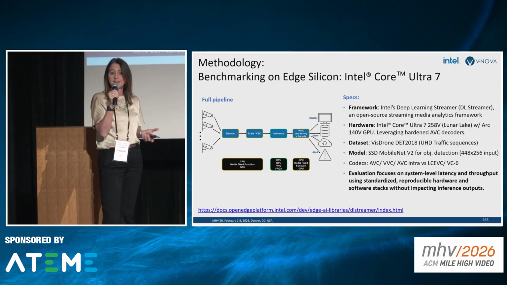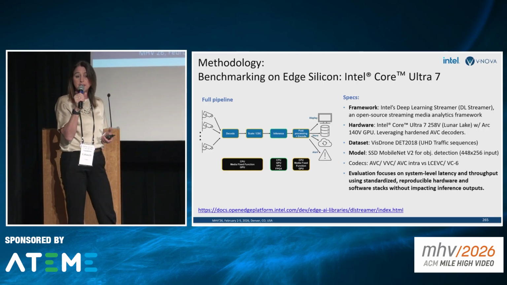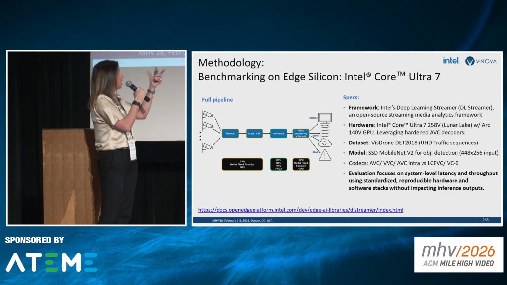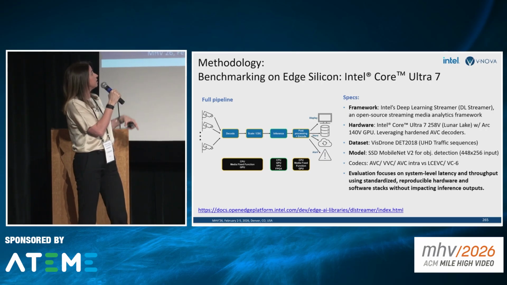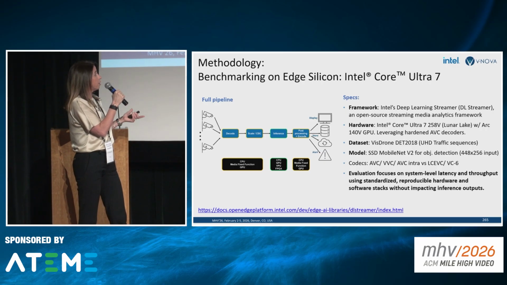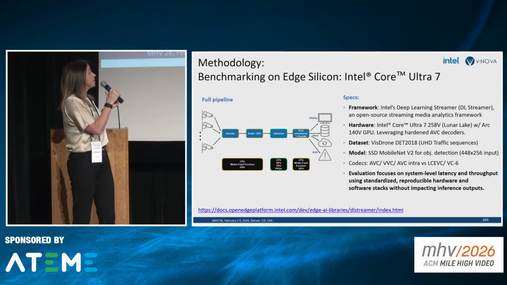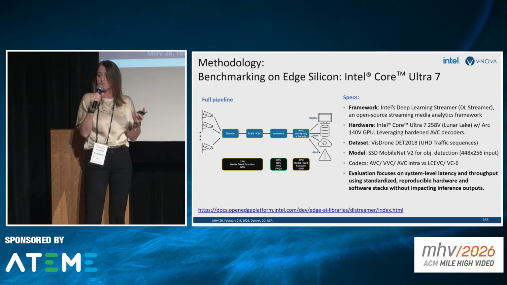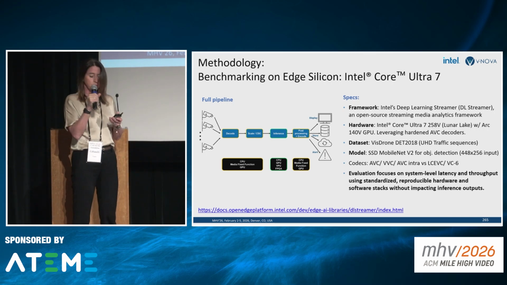the so-called Lunar Lake processor, which also includes the GPU with the hardened AVC decoder support in order to test also high throughput applications. VSDROM dataset, a lot of Ultra HD traffic sequences, and the model was the SSD MobileNet for object detection, which was requiring a 448 by 256 input. And the evaluation focused on measuring the end-to-end system latency and throughput in the different scenarios, with the goal of, of course, maintaining the overall object detection accuracy.